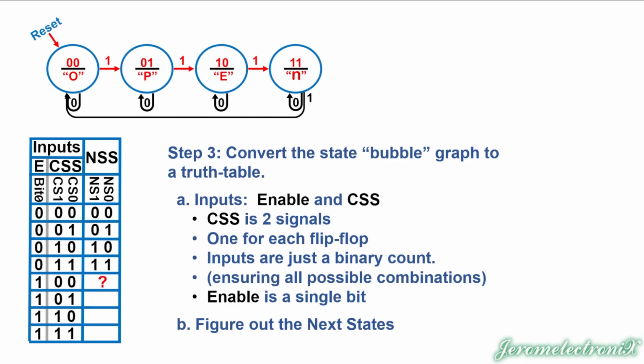Okay, if we're in state 0 and get a 1, we're moving to the next state. If we're in state 1 and get a 1, we're moving to the next state. If we're in state 2 and get a 1, we're moving to the next state. And if we're in state 3 and get a 1, we're moving to the next state. There are no don't care wildcards here because we're using all of the states provided by 2 flip-flops.